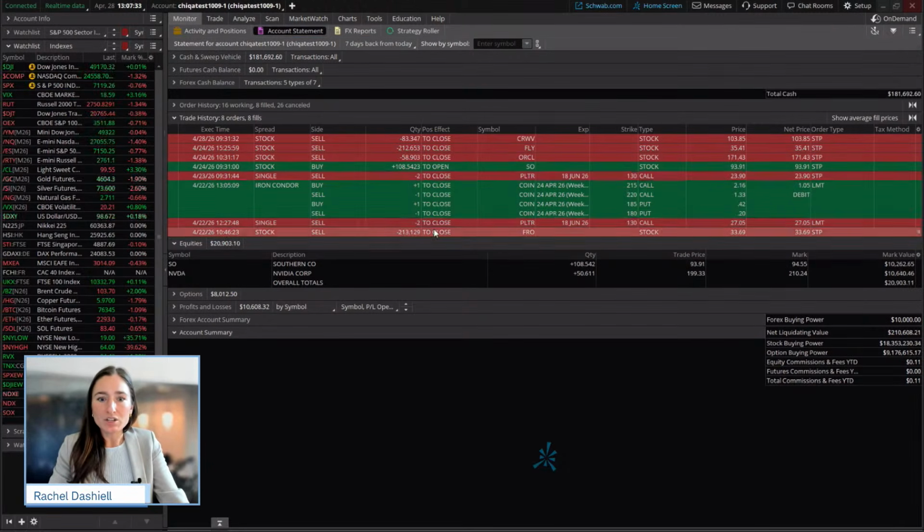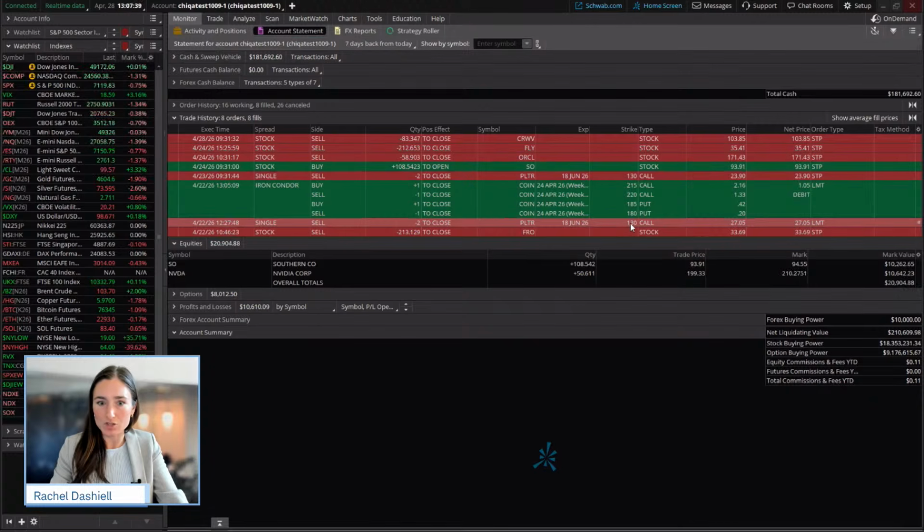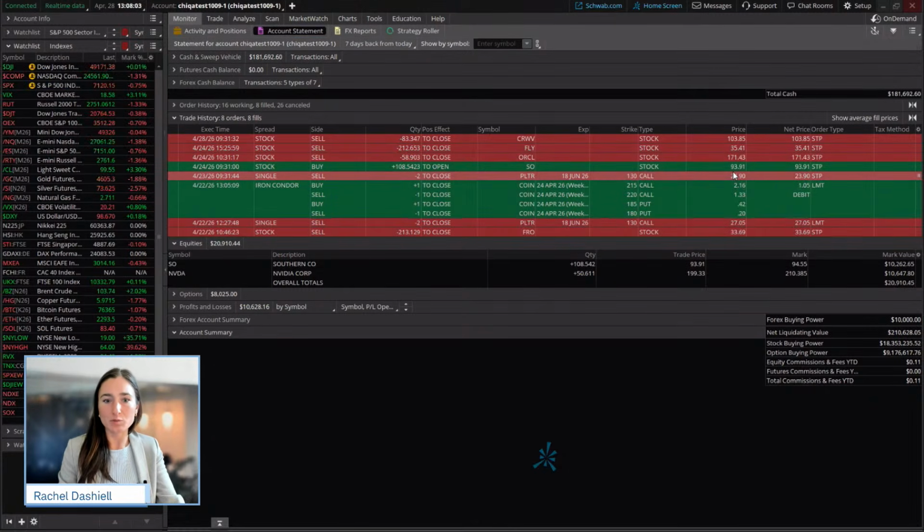But the one in particular that I want us to look at is this Palantir. We have the 18th of June, 2026, 130 strike call. You can see we had 4 contracts of those, okay? So we took profit on half of the position and we raised our stop. We took profit on half of the position with an exit price at 27.05. We raised up our stop to 23.90, and that's where we got stopped out with the other half of the position. So we did end up taking profit there.